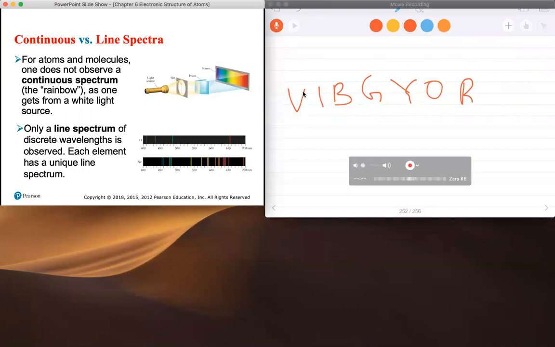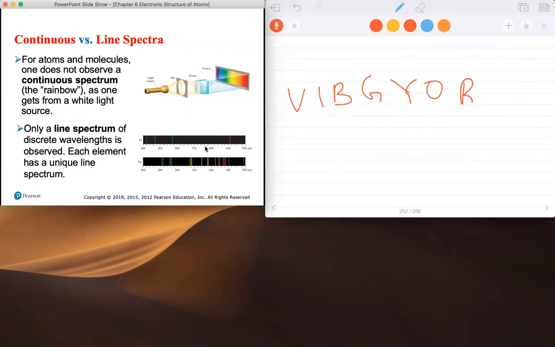On my whiteboard right here, these are just the colors I'm arranging according to where they fall. So for the elements on the periodic table, this is for hydrogen, and this is for neon. These are the fingerprints of all the elements on the periodic table.